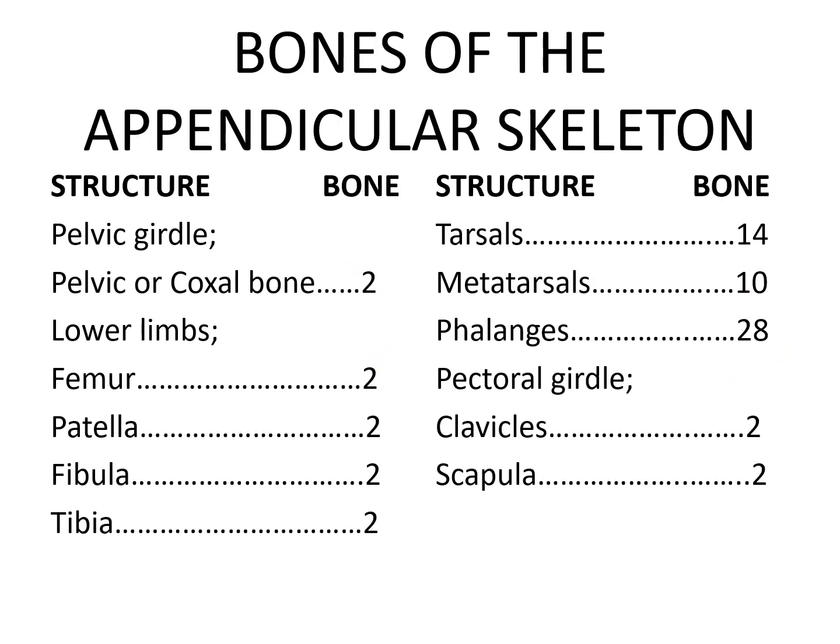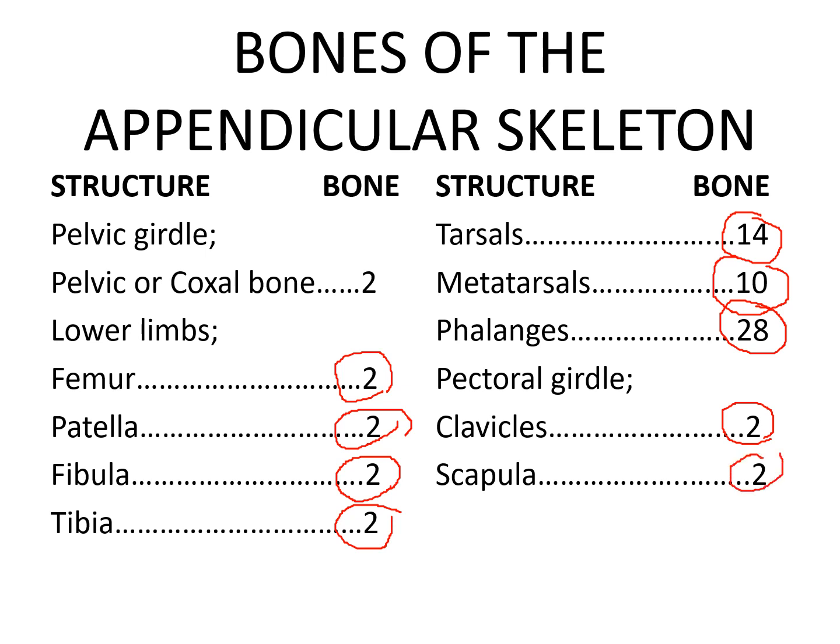Let's also look at the bones of the appendicular skeleton, where we have the pelvic girdle. This has the pelvic coxal bones, which are twin in number. We have the lower limbs, comprised of the femur, which are also twin in number. Patella, there are 2. Fibular bones are 2. Tibia, there are 2. Tarsals are 14, 7 on each side. Metatarsals are 10, 5 on each side. And phalanges are 28, 14 on each side. Then at the pectoral girdle, we have the clavicle and the scapula, which are 2 each, one on each side.